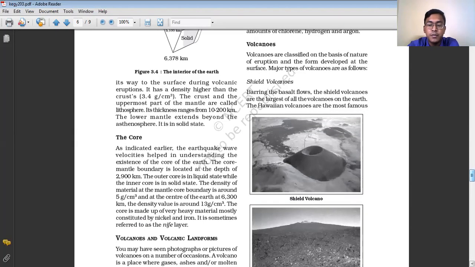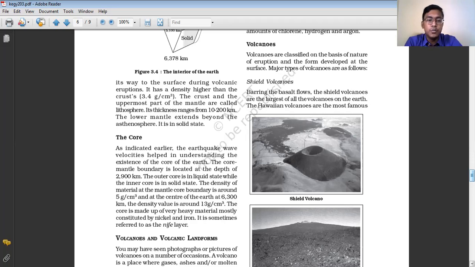Apart from this, volcanoes can also be classified as active or dormant. An active volcano is one from where lava has erupted at some point of time, or where there are chances that lava will erupt. A dormant volcano has volcanic structures, but there are no chances of lava eruption. They are known as dormant.